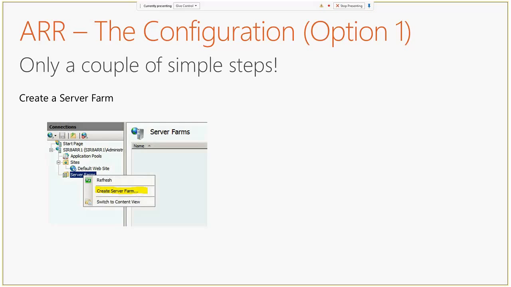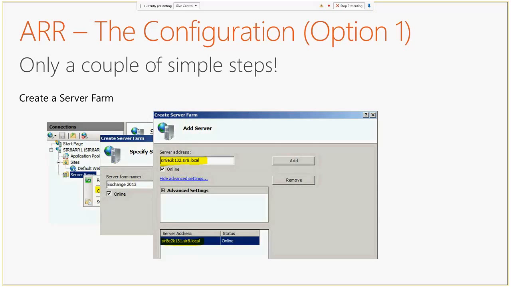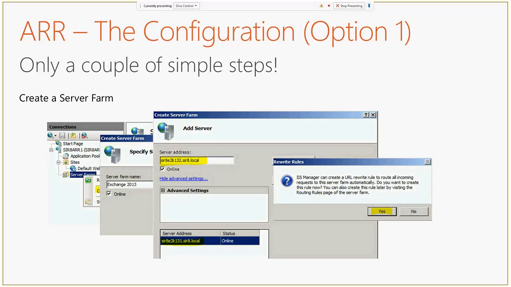So, a basic couple of steps. The first step in every ARR deployment is to start off with a fresh server farm. And the server farm is basically our load balancing. It's going to ask you for a name, it's going to ask you for all the servers you want in there, and it's going to ask you if it should create a URL rewriting rule for you already. The URL rewriting rule is the actual reverse proxy part. So as soon as you create a server farm, it's going to ask you, hey, you just created a server farm. Do you want to have a rewriting rule corresponding to that server farm as well? If you say yes, it's going to auto-create a simple one for you. If you say no, you need to do it manually later on.